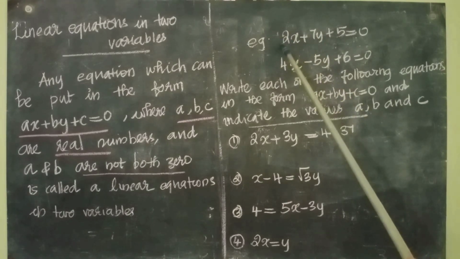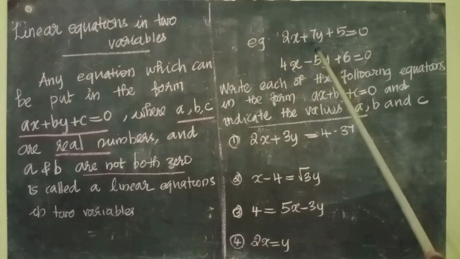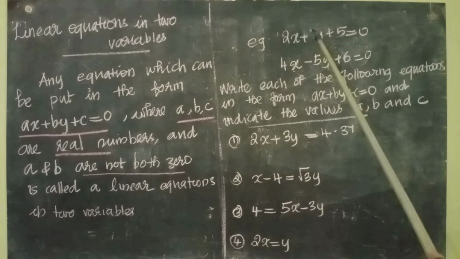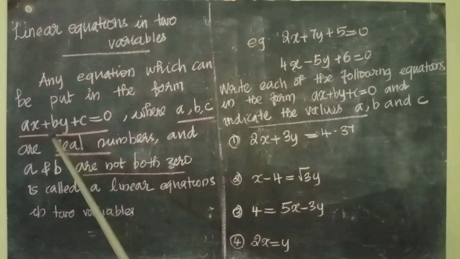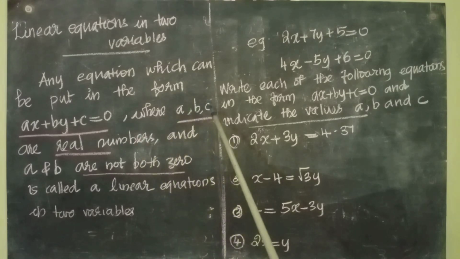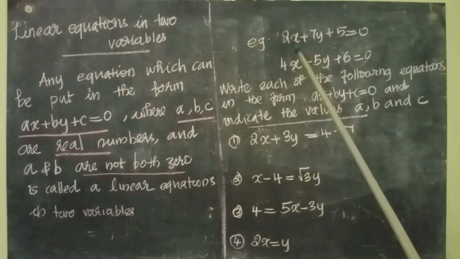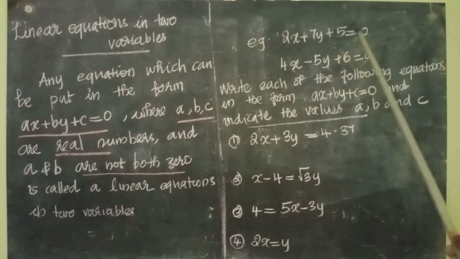The coefficient of x is 2, coefficient of y is 7. These coefficients cannot be 0. So 2x plus 7y plus 5 equal to 0. So the general form of a linear equation is ax plus by plus c equal to 0, where a, b, c are real numbers and a and b are not both 0, is called a linear equation in two variables. So here a equal to 2, b equal to 7, c equal to 5.